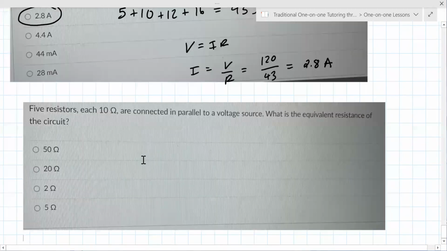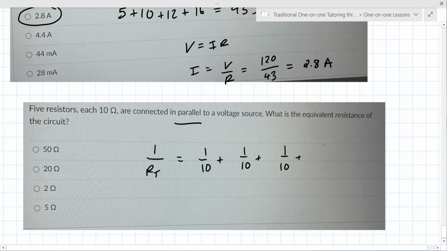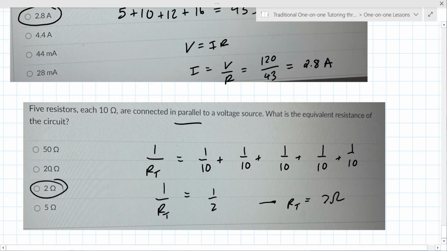So 5 resistors are connected in parallel. So we've actually already done this one a bunch of times. 1 over R total, because they're in parallel, it's 1 over 10 plus 1 over 10 plus 1 over 10 plus 1 over 10 plus 1 over 10. So that ends up being 1/2. And R total ends up being 2 ohms, like we saw. And we did a problem just like this in our previous lesson today. Okay.